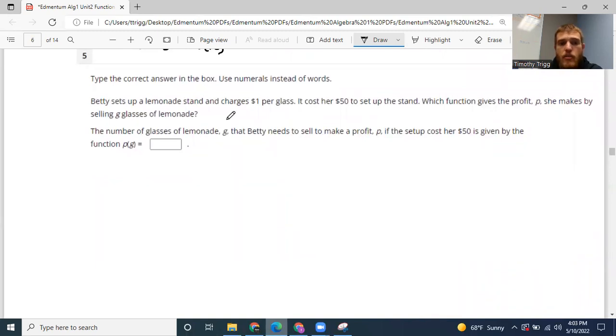Betty sets up a lemonade stand and charges $1 per glass. It costs her $50 to set up the stand. Which function gives the profit she makes by selling glasses of lemonade? So P of G is going to be our profit function. In order to calculate profit, remember, it's always your revenue, or money coming in, minus the costs. So what's the revenue? She's charging $1 times however many glasses. So that's the revenue, minus the cost. In our case, the cost is 50.